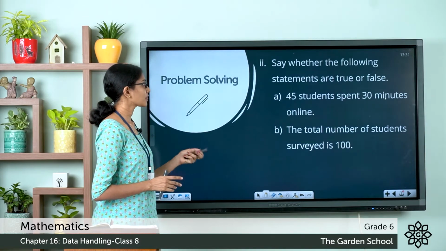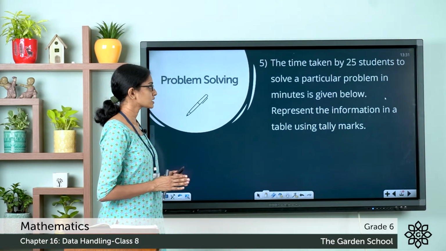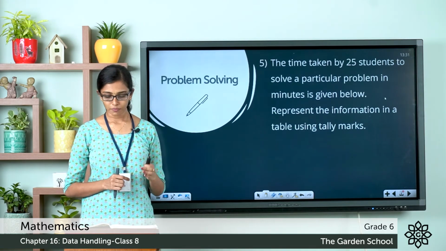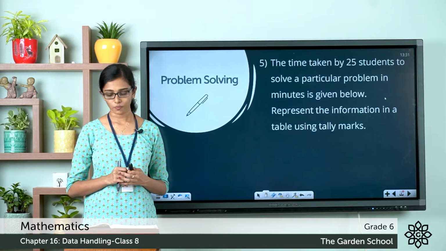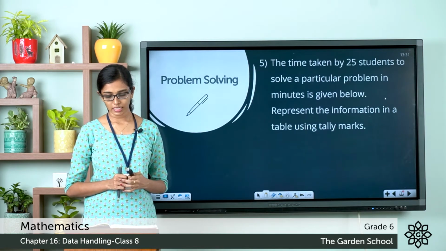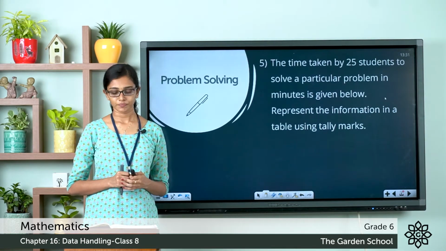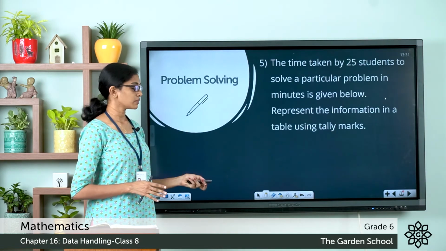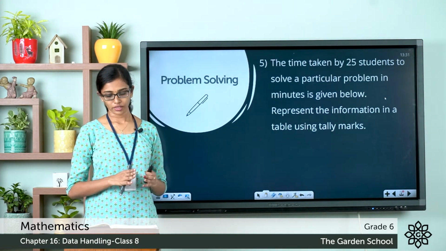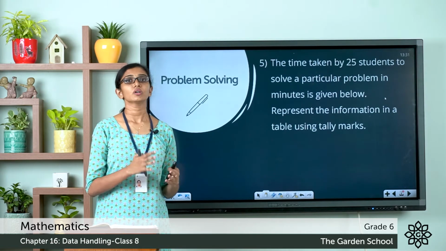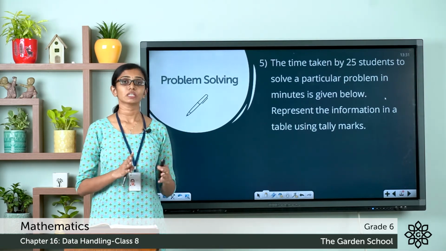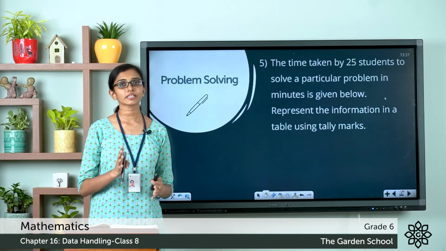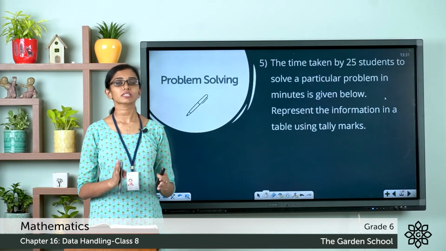Now let's discuss the fifth question. It says, the time taken by 25 students to solve a particular problem in minutes is given below. Represent the information in a table using tally marks. You can see some raw data given to you. Based on the table, you have to answer the following questions. The first step is to go through the raw data, analyze the data, and organize it into a table using tally marks.